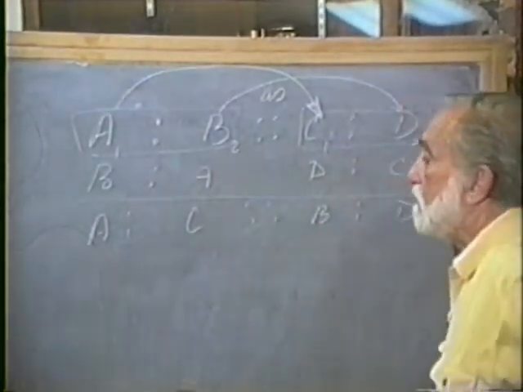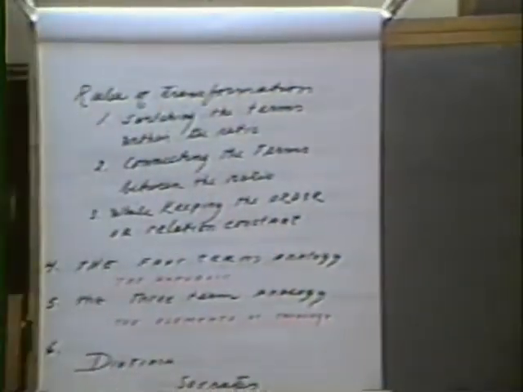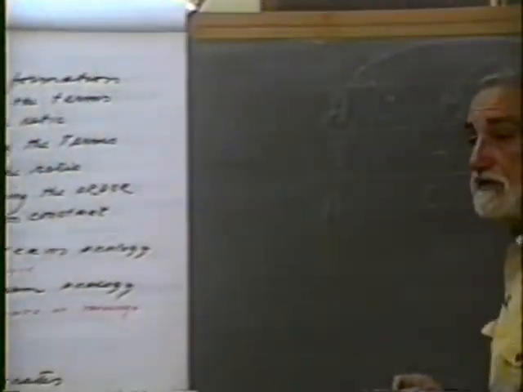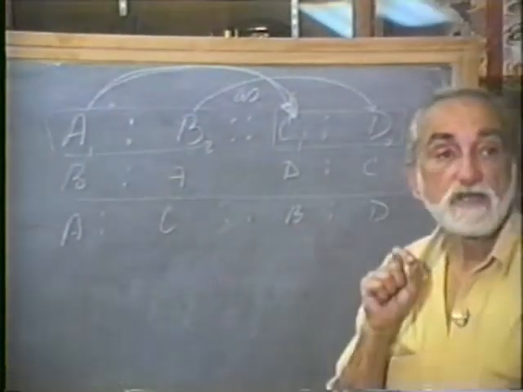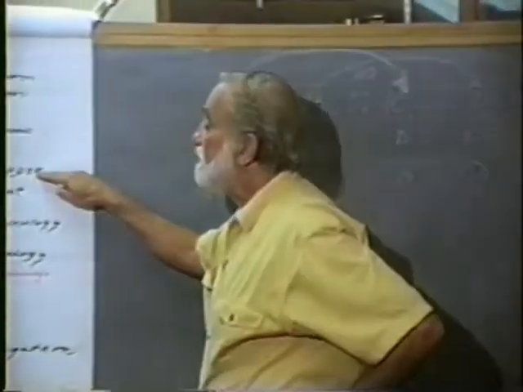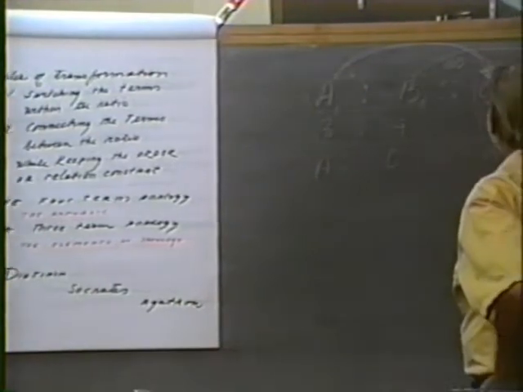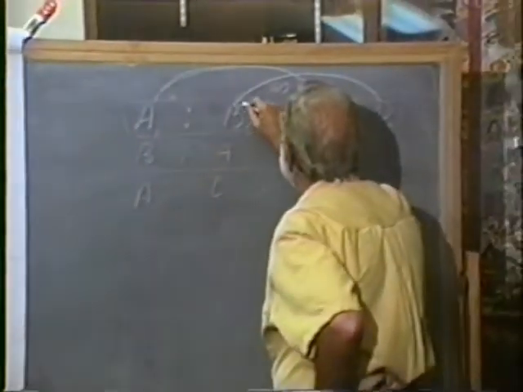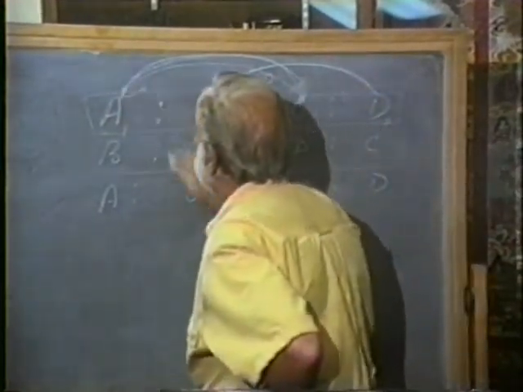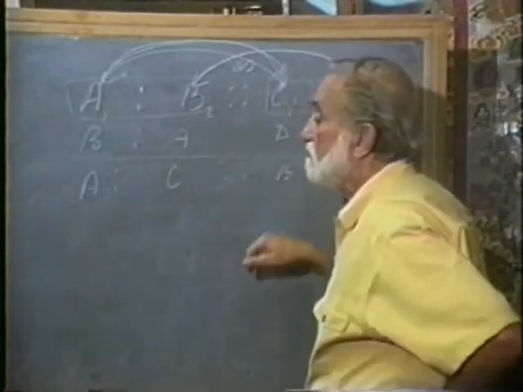All right. Now, what are the two rules? You switch the terms within the ratio, that's within the ratio, or you connect them between the ratios, so long as you follow the rule that you must keep the order of the relations constant. So whatever you do in one, you must do in the other. In other words, we could equally say D is to B, if that's the order we're taking it in, then C is to A. Whatever order we start with, we must duplicate in the second ratio.